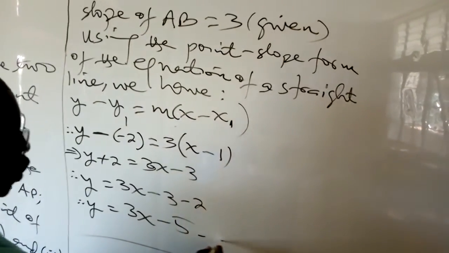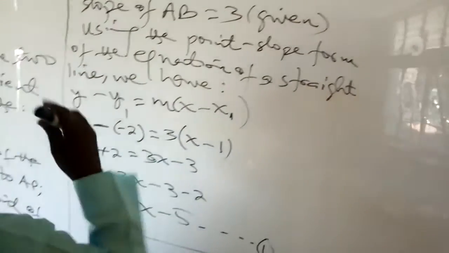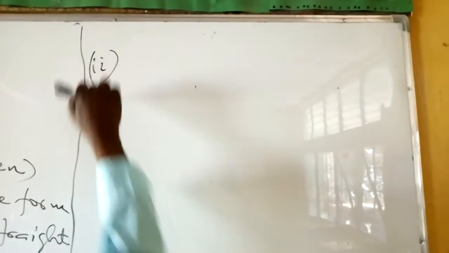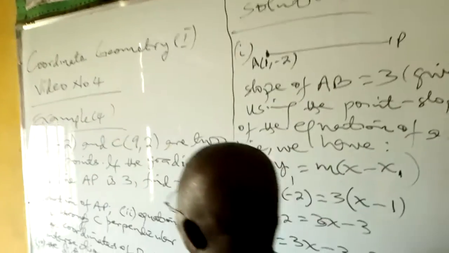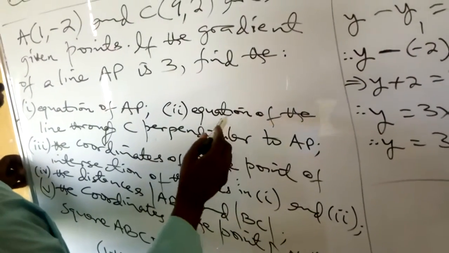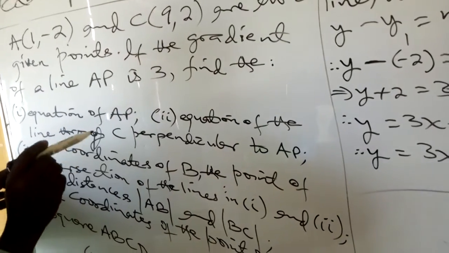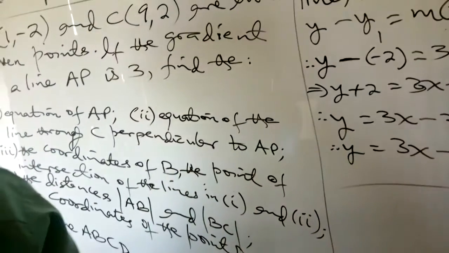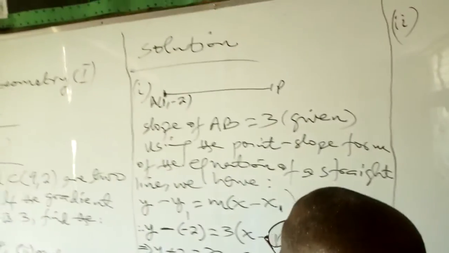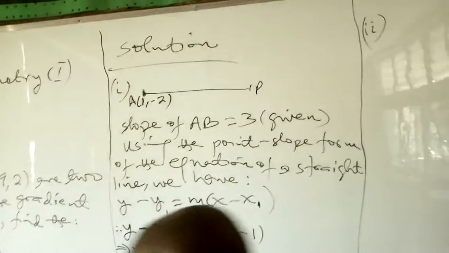I'm done. I can call this equation 1, just for reference, because I'm going to need it. Now I go to Roman figure 2. What is the question asking for? It says we should find the equation of the line through C perpendicular to AP.